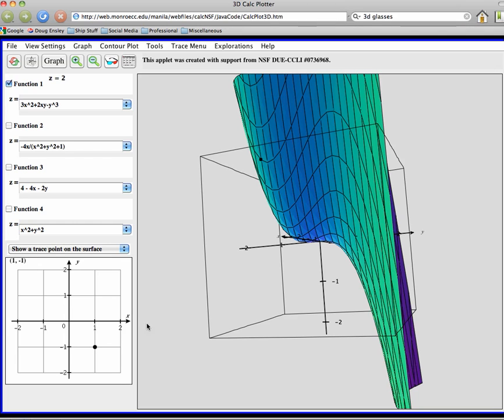On the applet, it shows you what that point would look like on the surface. So if you imagine yourself walking out to a point on the floor and then looking up above you, that's what you would see up there. So that's fine. That's what the point represents.